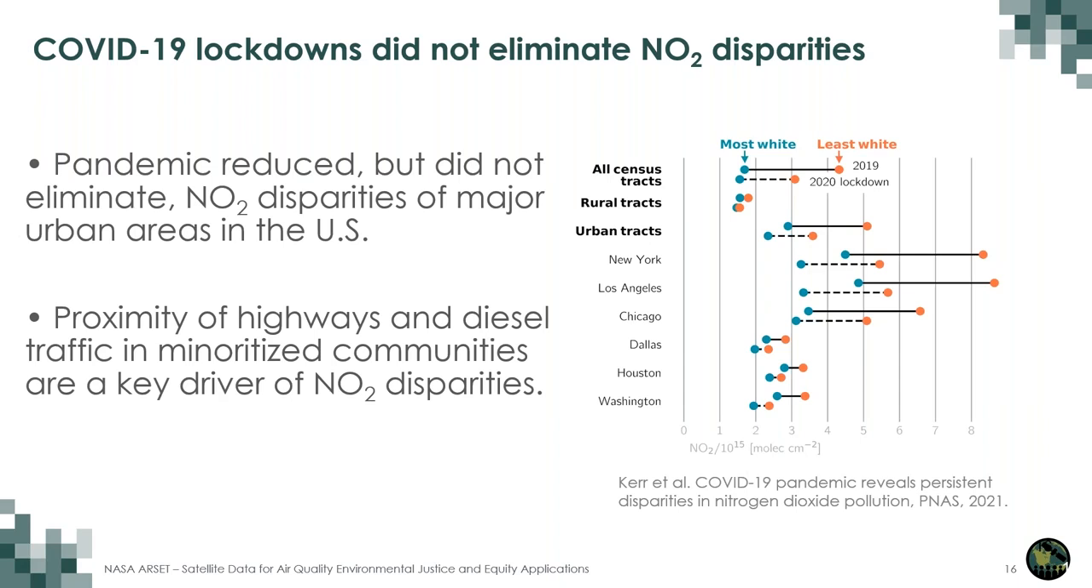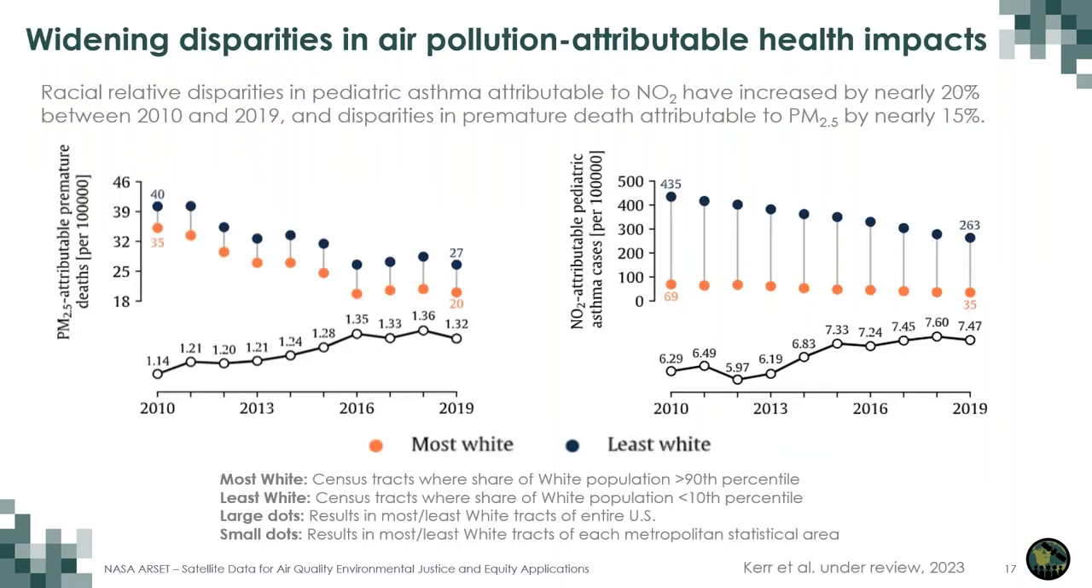We tried to dig in a little bit and understand what the emission sources were that were contributing to the air pollution injustice. And we found that the proximity of highways and diesel traffic in minoritized communities were a key driver of NO2 disparities. Now, we wanted to take this a step further because it's not just concentrations that we're dealing with when it comes to air pollution injustice. It's also the susceptibility of the populations.